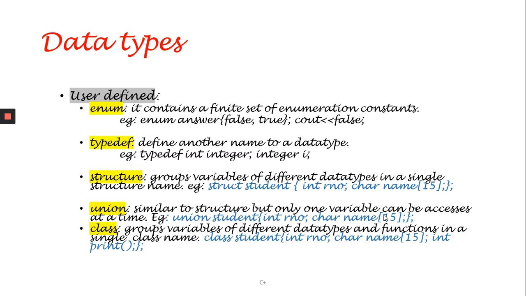Now moving on to the class, which is one of the advanced features of C++, in which we have groups of variables of different data types as well as the functions in a single class name. For example, class student can contain variables say roll number, name, etc. as well as the functions. Here the function named print is used. So we have the user-defined data types: enum, typedef, struct, union, and class. So that is all about today's class.